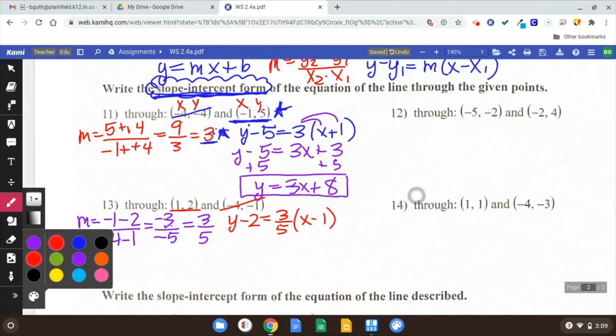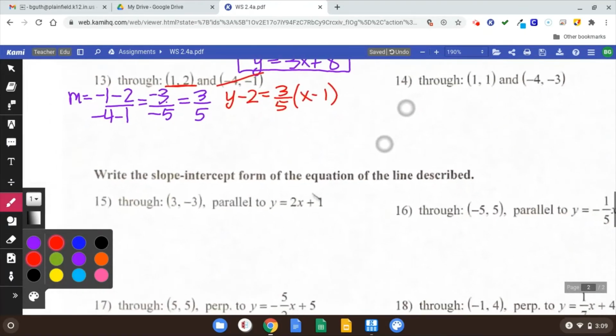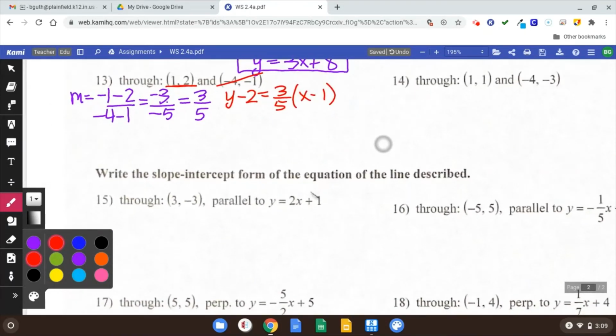So for slope-intercept form, we would need to get y by itself. So I'm going to show you a trick, and actually this is an extra step, but I think it makes the problem a lot easier. Most people struggle with the fractions.